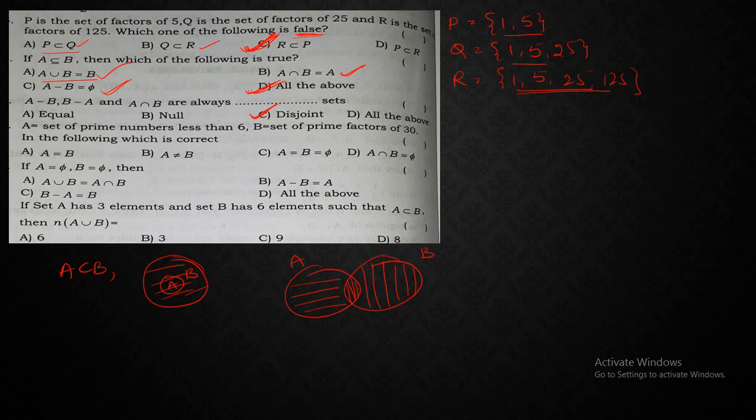Next, set A is equal to the set of prime numbers less than 6. So set A is nothing but the set of prime numbers less than 6. So what are those prime numbers?